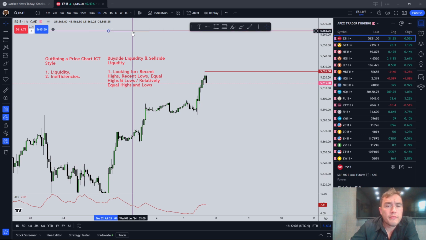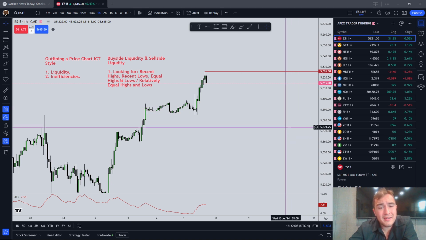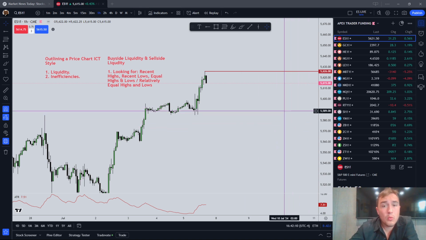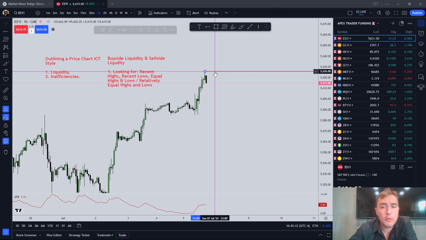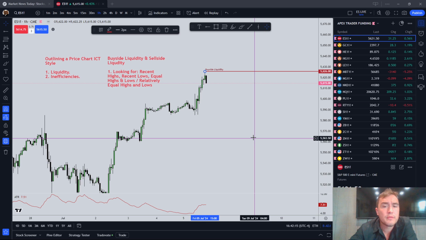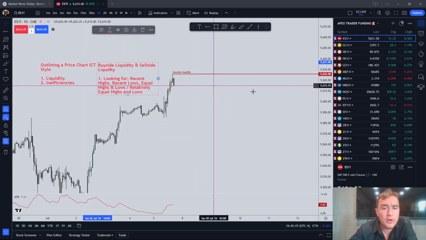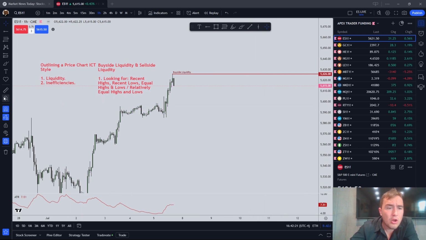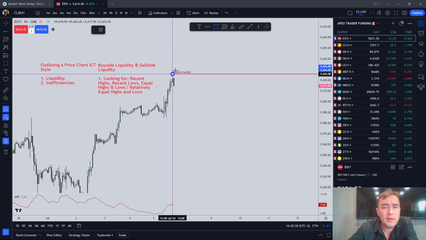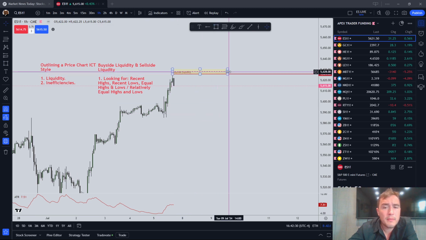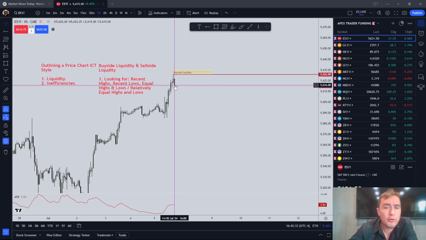The first thing that you want to do when you outline a chart ICT style is identify where the buy side liquidity or the sell side liquidity is. Today we're going to start with the buy side liquidity. So here on the ES, on the hourly chart, what does it mean for there to be buy side liquidity? Well, we know that all of the traders that have gone short, meaning that they have sold the market short, have stop losses, and the most obvious point where there's going to be a number of stop losses is above our most recent high, so above that 56.26.